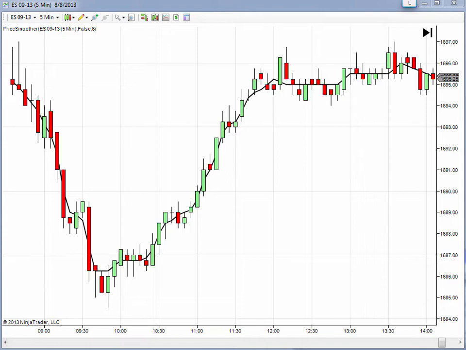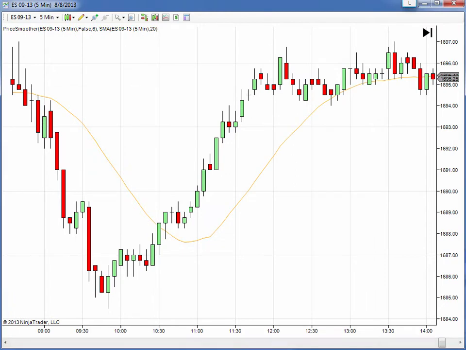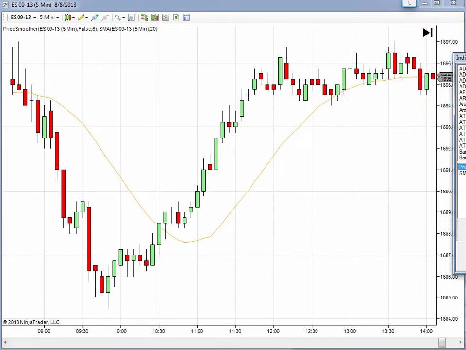And I wanted to compare this to some of the other moving averages that traders often use. So let's overlay on top of here a 20 period moving average, and we'll put it in gold. This is just a 20 period simple moving average that we see.